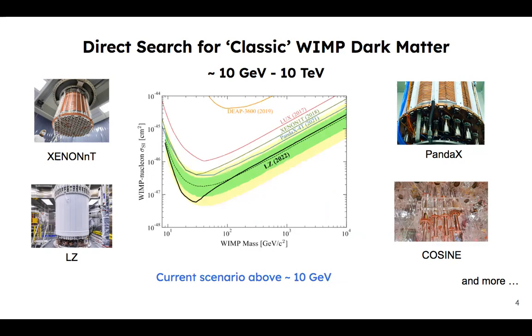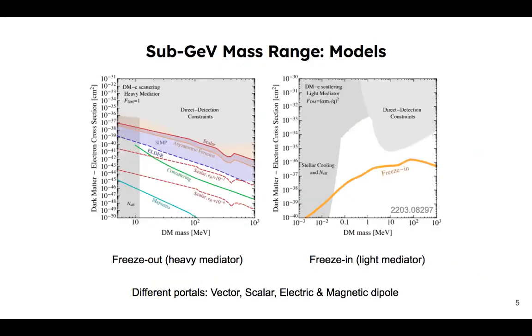And this is the latest constraint that we get, from the LZ experiment. This is the dark matter mass, and the y-axis is the dark matter nucleon scattering cross section. And the solid black curve is where we are at right now. So roughly it's a little bit below 10 to the minus 47 centimeters squared. But that's only the heavy WIMP regime.